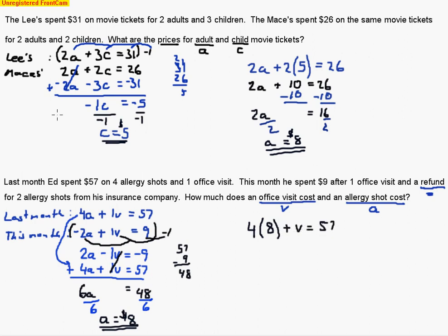Well, you go ahead and multiply. 4 and 8 gives us 32, plus V equals 57. And then from there, all you have is just one subtraction problem. Just got to subtract that 32 from both sides. So once we do that, we've got our answer there, and V equals 25. So $25 for that office visit, but only $8 for the allergy shots.